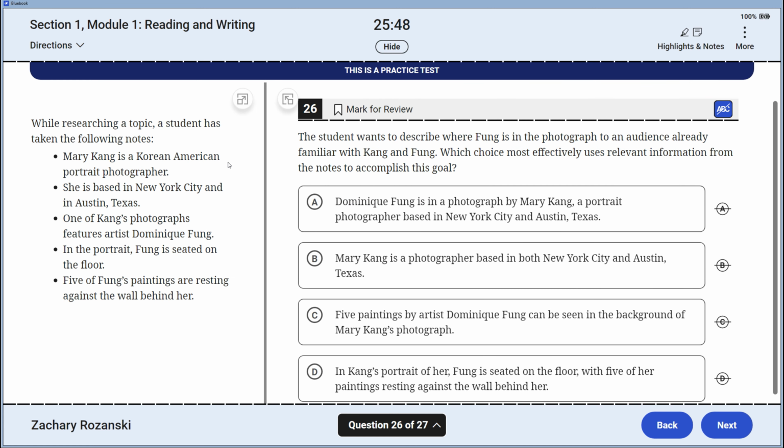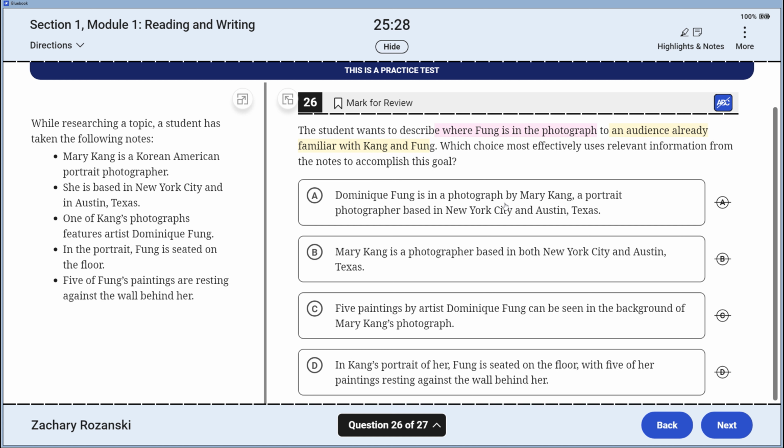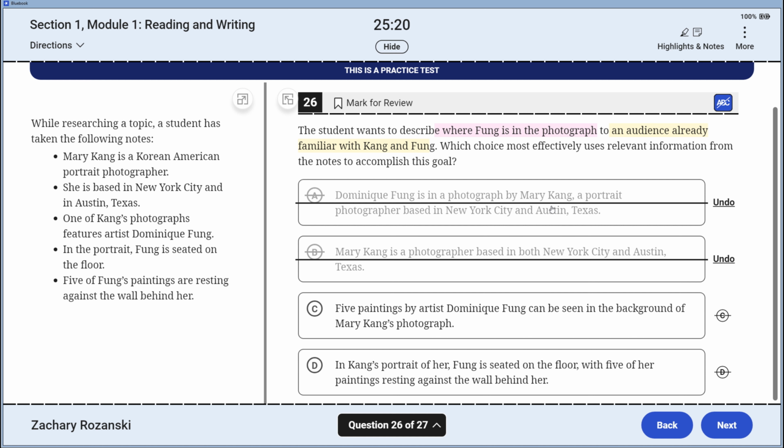26. Let's parse out our goal. The student wants to describe where the person is in the photograph to an audience already familiar with. We've got where and we've got to an audience already familiar. So we have these two goals that we're going to look for. Is in a photograph by this person, a portrait photographer, where the person is in the photograph, not where they're based. So this falls on our pink goal. Is a photograph based? This falls on our pink goal.